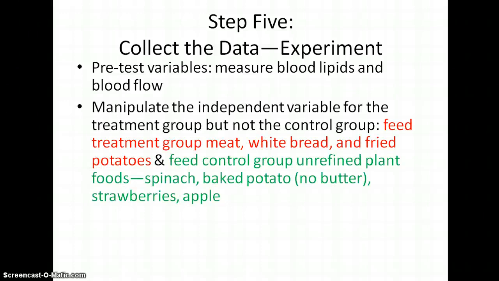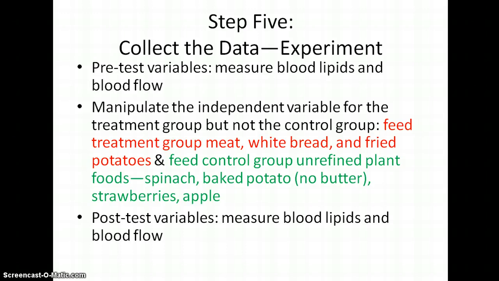Then we want to manipulate the independent variable for our treatment group, but not for the control group. So, in our experiment, let's feed the treatment group meat, white bread, fried potatoes, standard American meal, right? And let's feed our control group unrefined plant foods. Ooh, how about some fresh spinach leaves? How about a baked potato? No butter, because remember, butter is an animal product. Some strawberries and an apple. Oh my God, an apple has so much soluble and insoluble fiber and escorts those lipids out of the intestine.